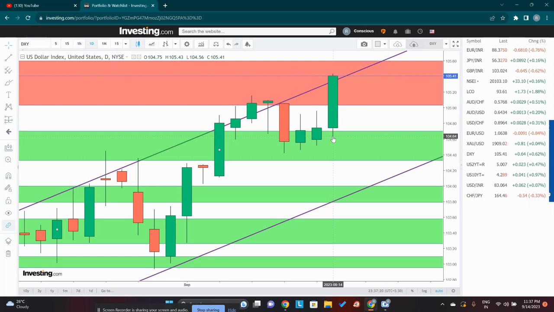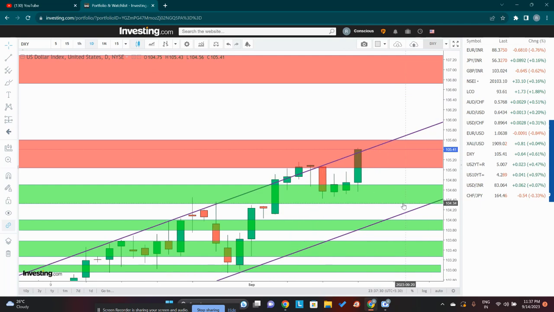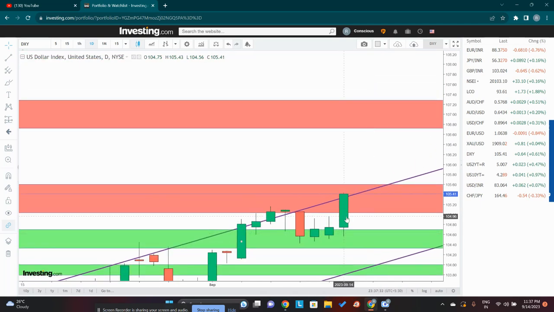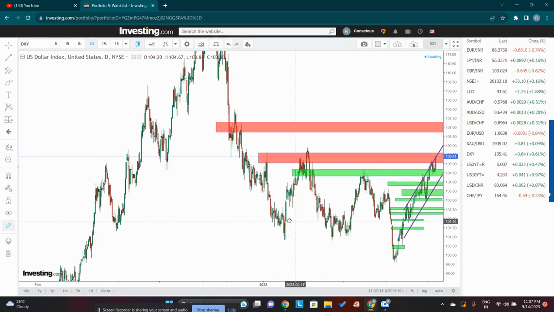You can see the bullishness from the 104.55 lowest point. Now DXY is at the 105.41 level. So clearly DXY is attempting a breakout above this trend line once again, and a breakout above this resistance, and you can see the significance of this resistance if I zoom out.